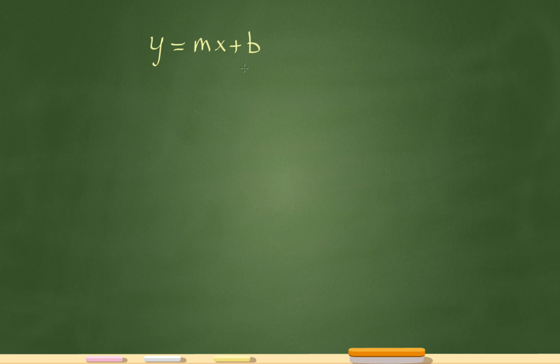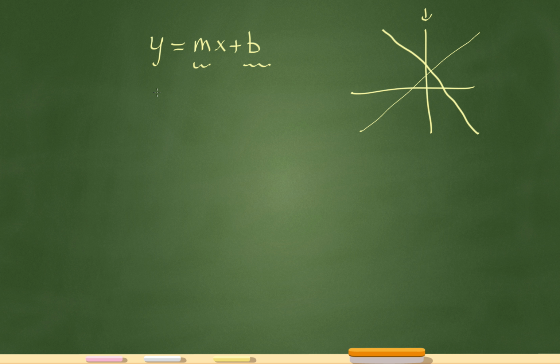In y equals mx plus b, your b is your y-intercept and your m is your slope. So your y-intercept is where the line crosses the y line. And if your m is positive, it's going to be a positive slope, which means it's going uphill. But if it was a negative slope, it would be going this way because it's going downhill. So those are really the basics you need to know.